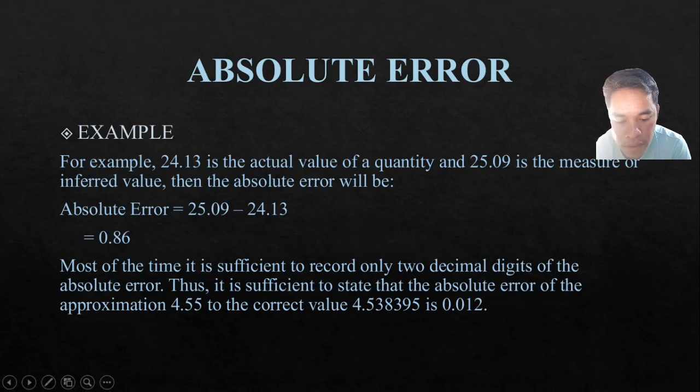Most of the time, it is sufficient to record only 2 decimal digits of the absolute error. Thus, it is sufficient to state the absolute error of the approximation 4.55 to the correct value 4.538395 is 0.012.